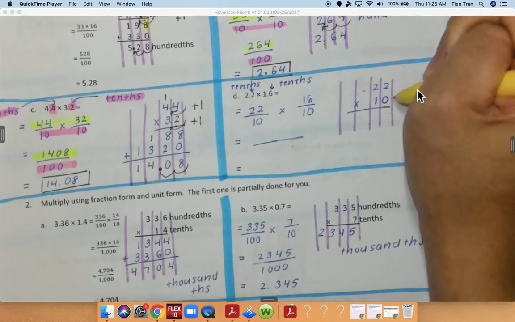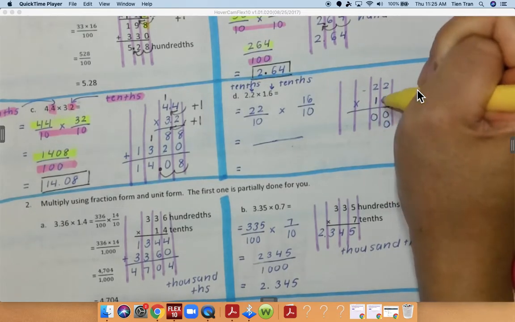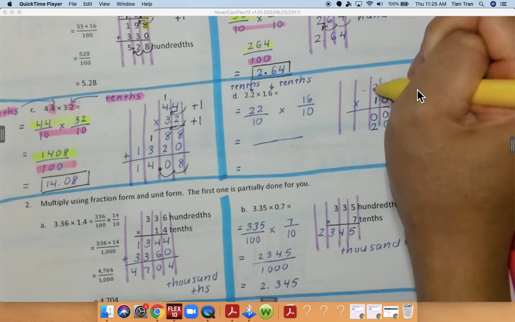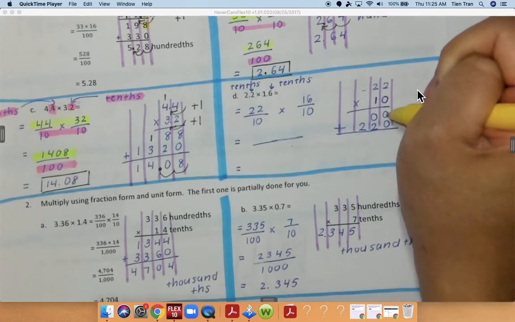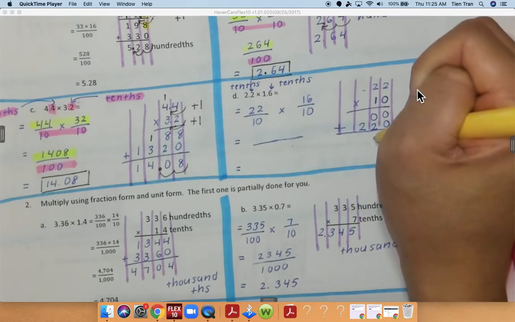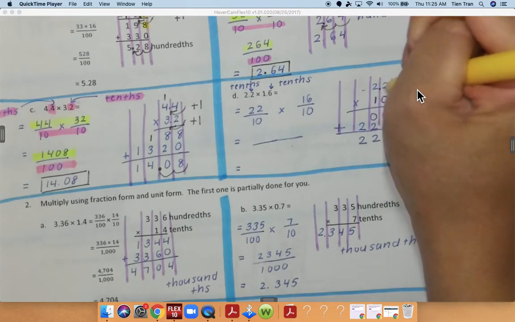22 times 10. 0 times 2 is 0. 0 times 2 again is 0. Bring down my 0. 1 times 2 is 2. And 1 times 2 is 2. I'm going to add everything together. 0 plus 0 is 0. 2 plus 0 is 2. Bring down my 2. Notice that there is a decimal in between both of them.